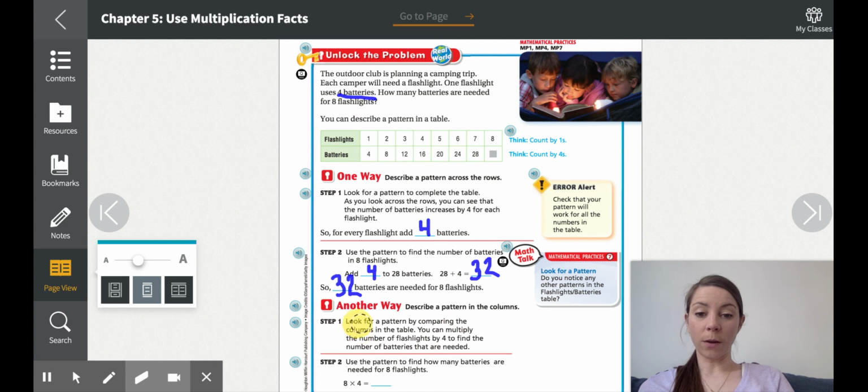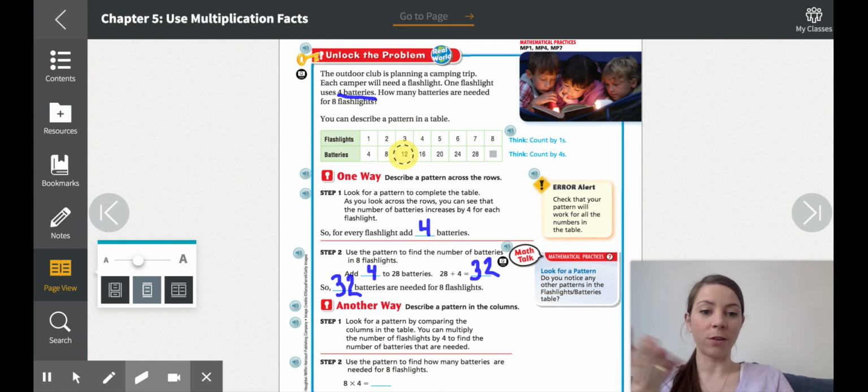So it says step 1, look for a pattern by comparing the columns in the table. That means start here and go down. For 1 flashlight, I have 4 batteries. For 2 flashlights, I have 8 batteries. For 3 flashlights, I have 12. What am I doing to all of these top numbers to get me this bottom number? How do I get from 1 to equal 4? How do I get from 2 to equal 8? And it has to be the same thing every time.